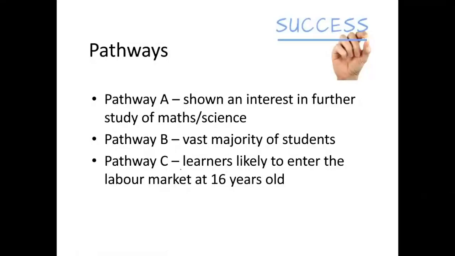So I wanted to just let you know a little bit about pathways. As is the case in most schools, success looks different for different students. So we have a 3-pathway system. Students in pathway A are usually students that have shown an interest in studying maths or physics, chemistry, and biology at further education. Students in pathway C have shown an interest in entering the jobs market when they are 16, or perhaps they're considering apprenticeships.